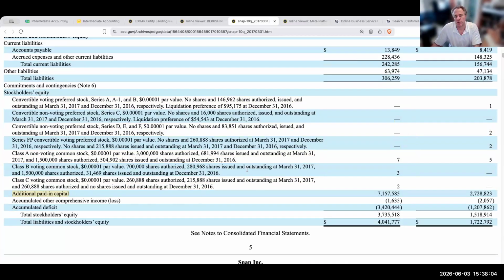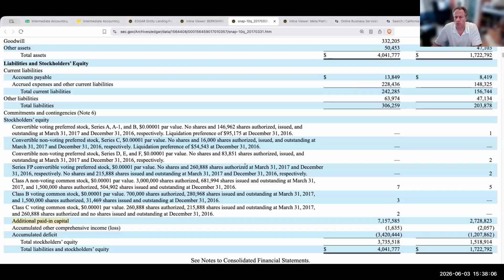Now, the other thing I want to show you here is that we're also going to see a lot of things in equity. You'll see preferred stock, convertible, non-convertible, all those types of things. And really, what I want you to think about any kind of security is that this is essentially what the investors or the company are going to be able to dictate.